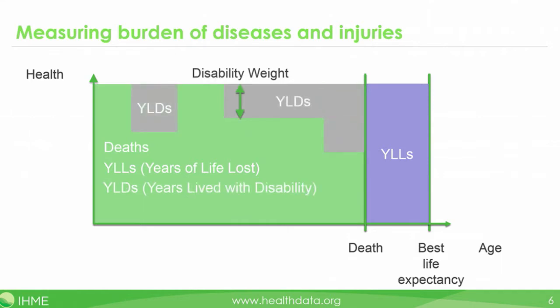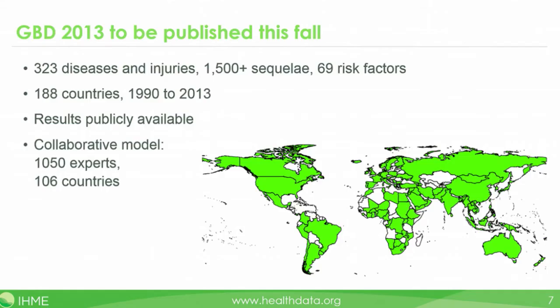And then if you combine YLLs and YLDs, you have DALYs, or disability-adjusted life years, the main currency we're using to measure burden of health, both from fatal and non-fatal health outcomes. We're going to publish the latest update of this study in the fall of this year, and we're currently covering 323 different diseases and injuries that affect health, 1,500 sequelae of these diseases, as well as 69 risk factors that cause or impact these diseases.